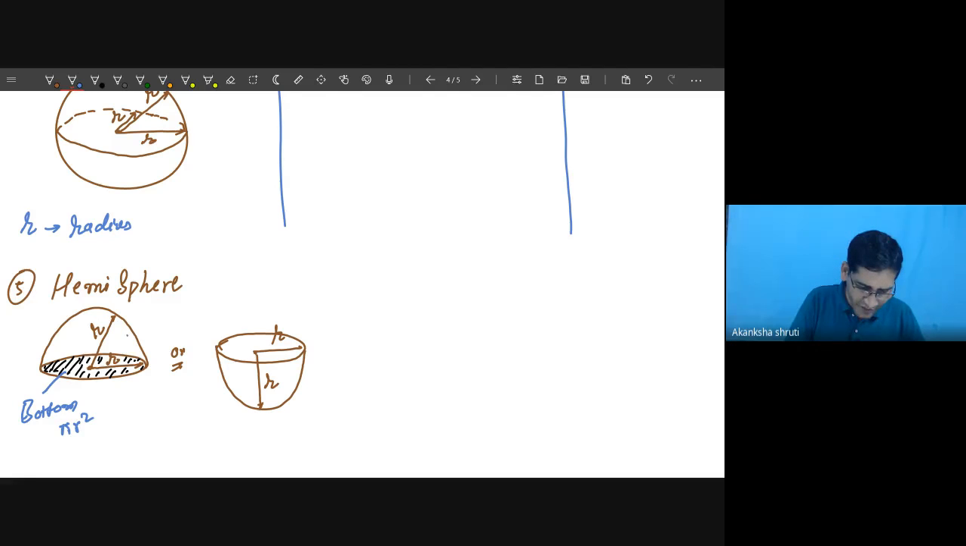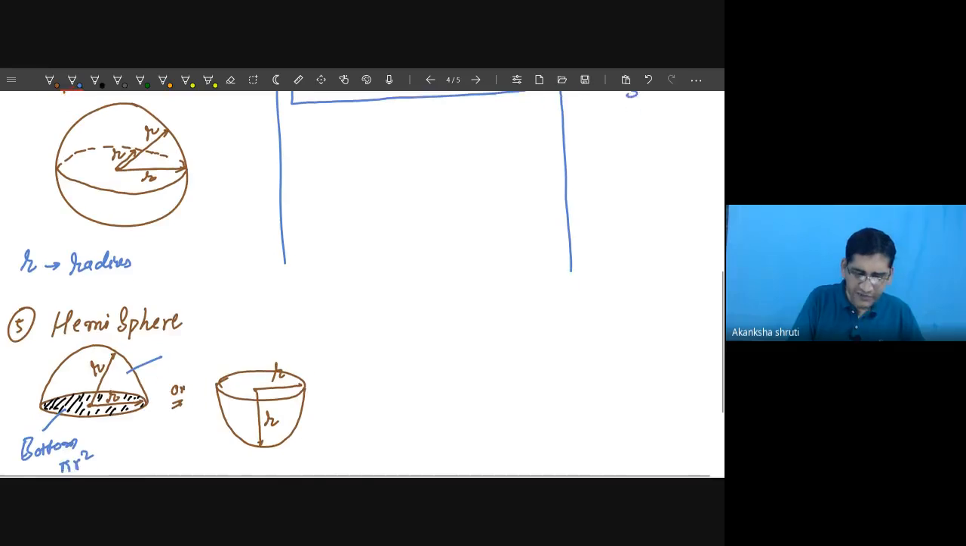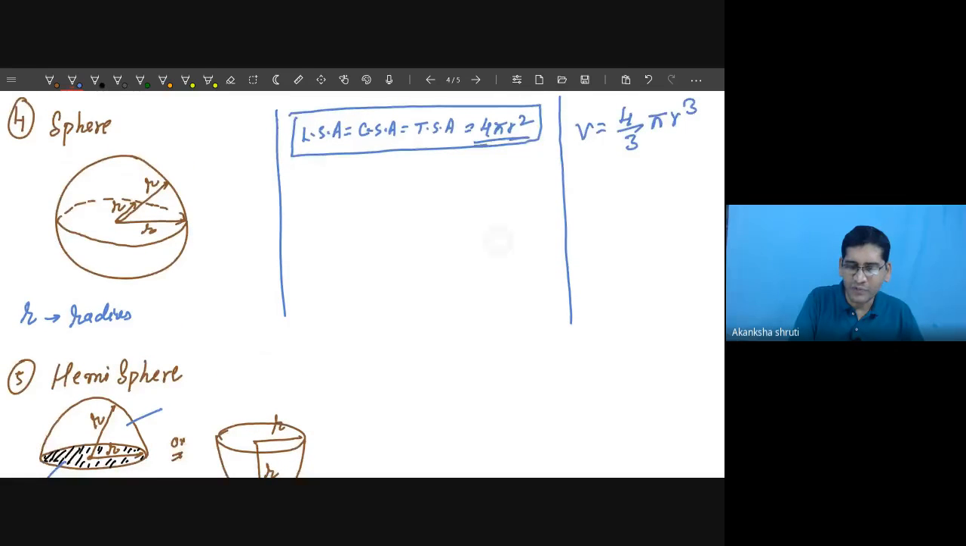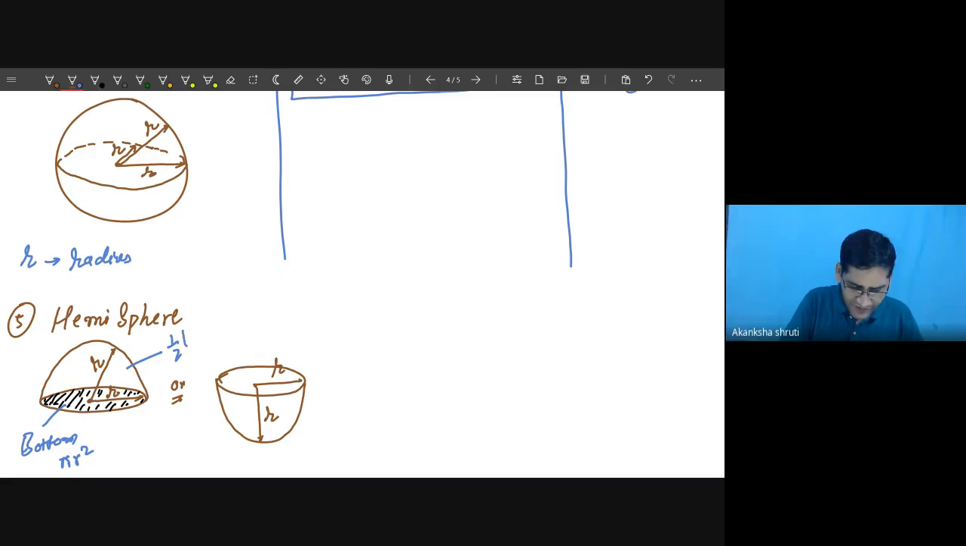And how much is this curved one? The total surface area of the sphere, 4 pi r square, is divided into 2. So it is half of 4 pi r square. Ultimately it is simply 2 pi r square. Therefore, in this case, I have two kinds of area. One is called the lateral surface area or curved surface area. It is obtained by this one, 2 pi r square.